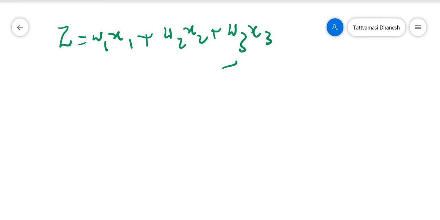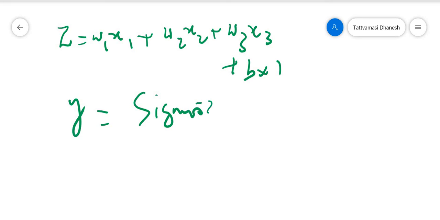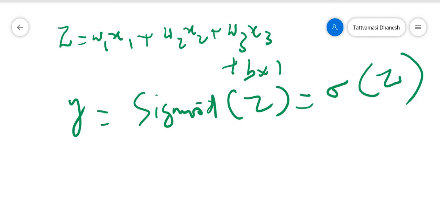So the mathematics behind this, you can write it as, say, z should be the weighted sum. z is w1 x1 plus w2 x2 plus w3 x3 plus b into 1. This is the weighted sum. Now I am calculating the output. The output y should be the sigmoid function of this weighted sum z. Usually we denote it as sigma of z.